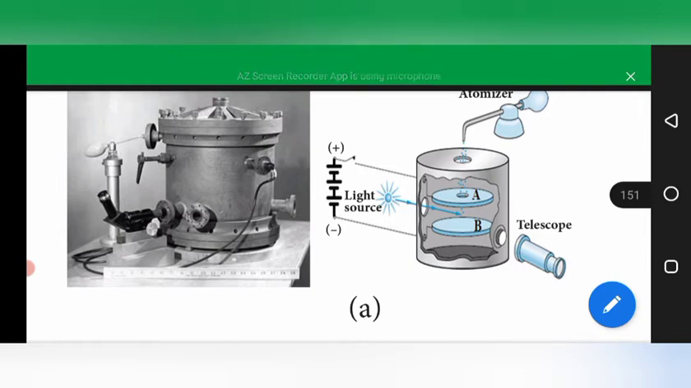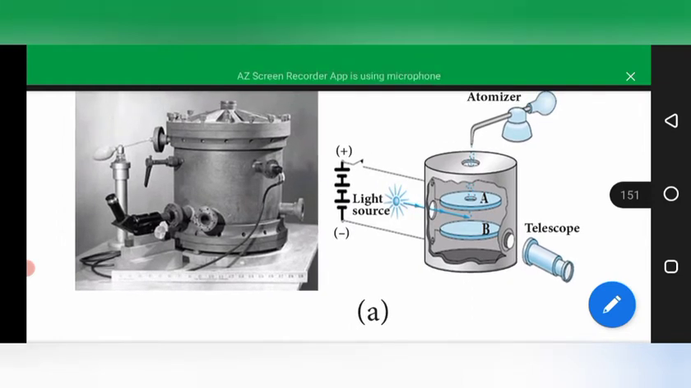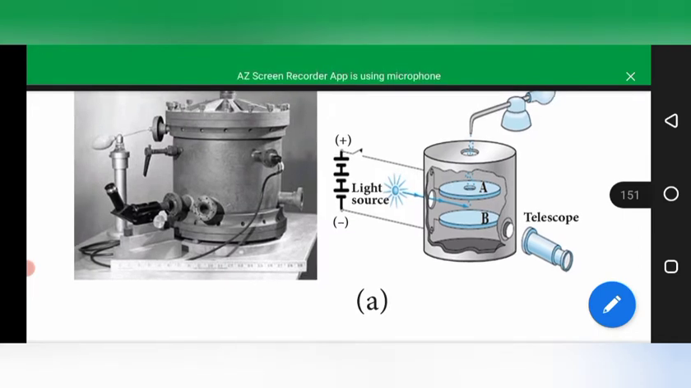And this is the apparatus arrangement of Millikan's oil drop method. In this arrangement, there is a small hole at the top of the instrument, and in between there are two horizontal metallic plates A and B. Their diameter is 20 centimeters, and they are placed about 1.5 centimeters apart. They are maintained at a potential difference of around 10 kilovolts, and the electric field acts vertically downwards. The atomizer is kept exactly above the hole and is used to spray the liquid.